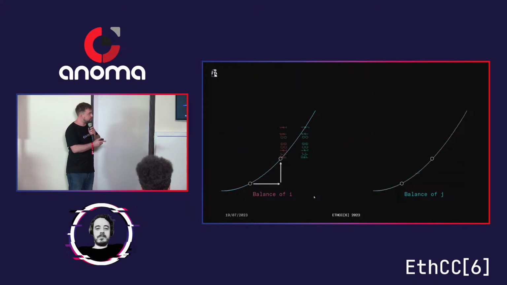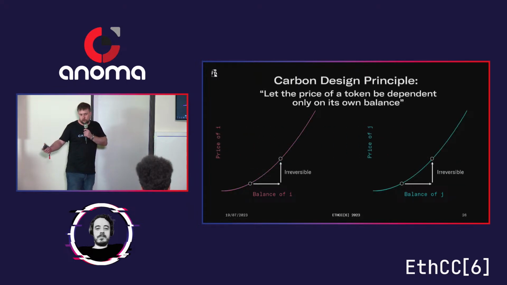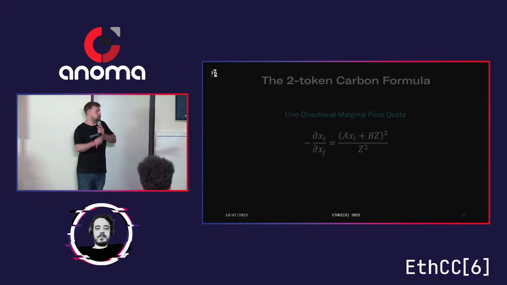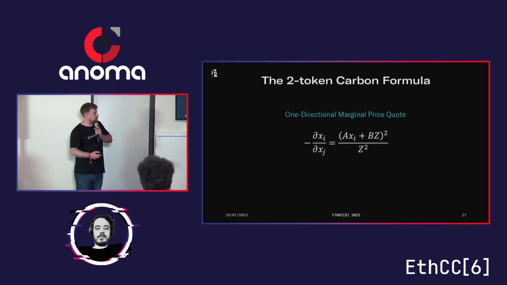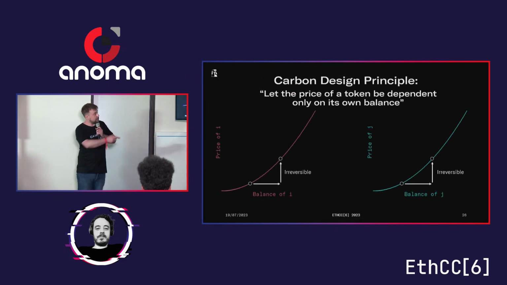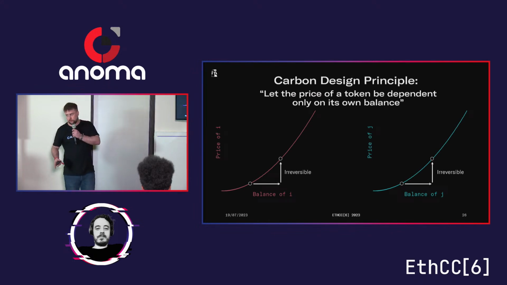So the solution is just let the token price be denominated in its own balance. If I have a lot of tokens left, I will sell them maybe a little bit cheaper. But when I'm running out of tokens, let me mark the price up a little bit. And I don't need to refer to another token balance. I can do this with one token if I want to. Why not? The other thing is that it makes that trade irreversible.